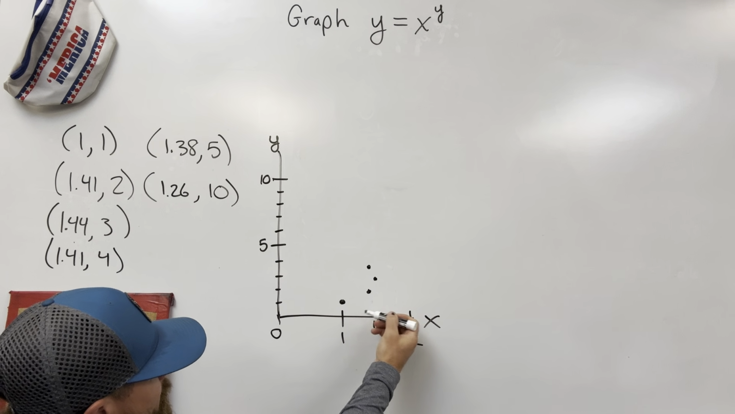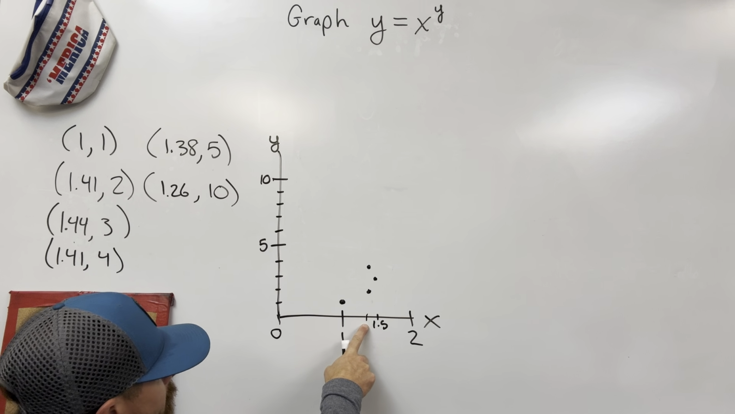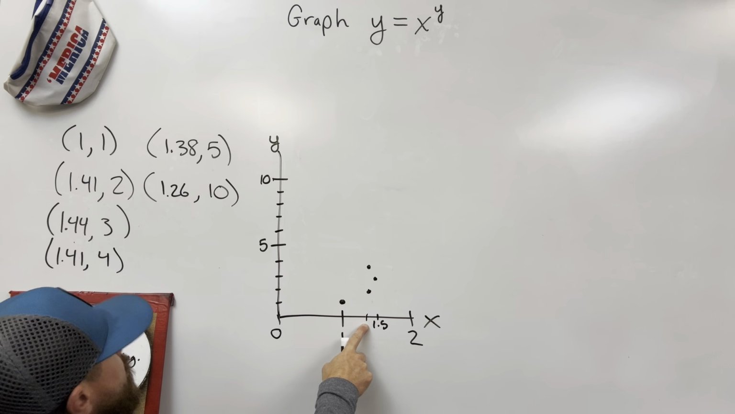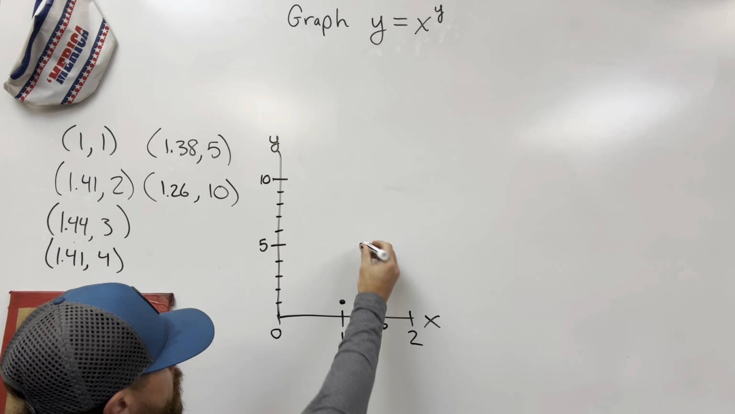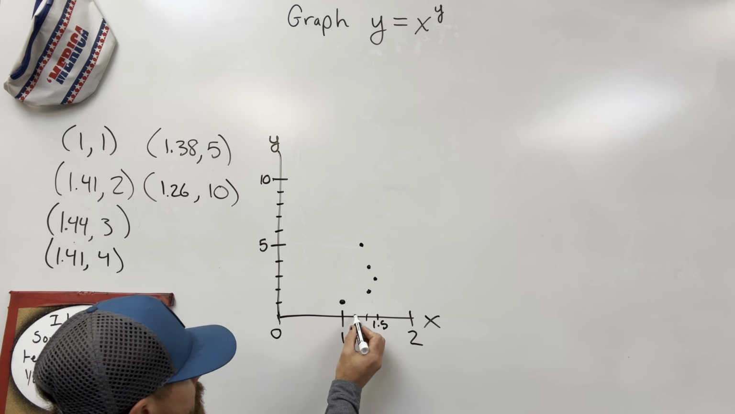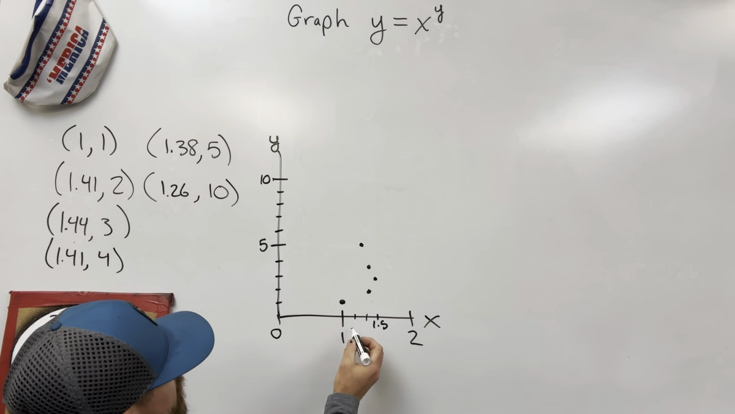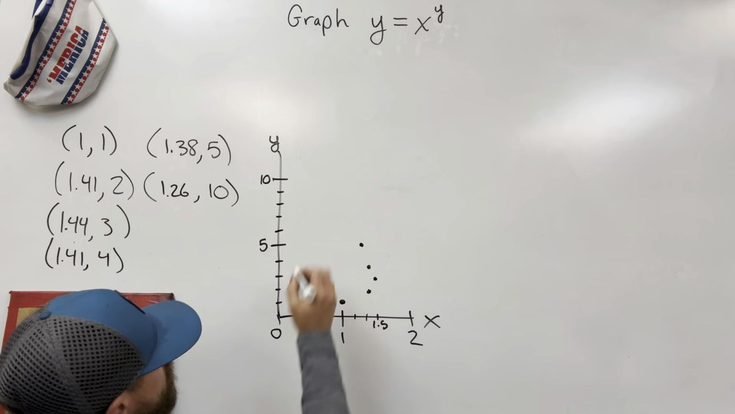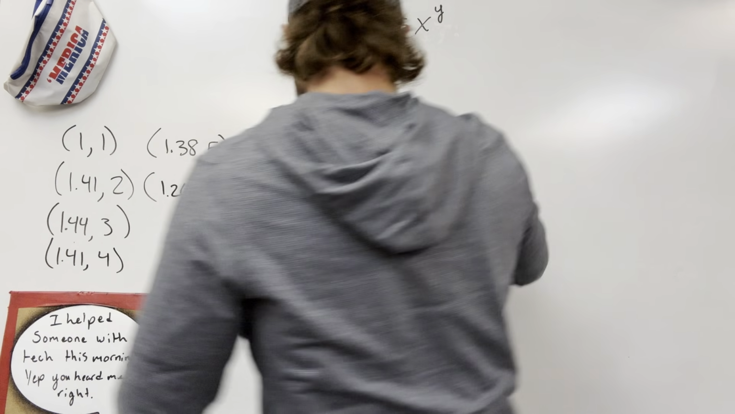1.38 is slightly to the left of 1.41. I'm looking at that as 1.41, right? So 1.38, just slightly to the left, and that takes us up to 5. And then we got 1.26, which is just to the right of a quarter of the way away from 1, and that's going to be 6. So that's going to take me up, or no, excuse me, that's going to be 10. Okay, that gives me 10. So that jumps me all the way up here to 10.